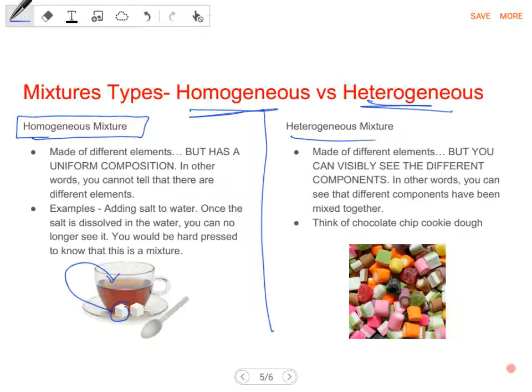On the other hand, a heterogeneous mixture is where you have different components put together and you can see them. I think of chocolate chip cookie dough. I also think of this candy mix. Of course, that's a mixture, and to my eye, I can see all of them. Please be aware of these two differences.